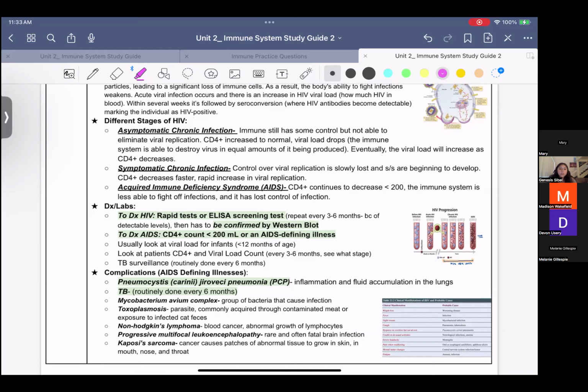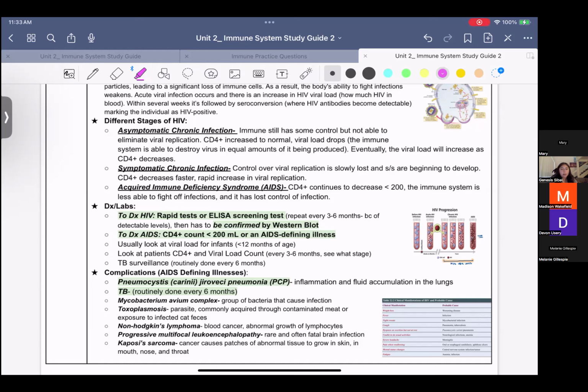So there's different stages, which we can go over next week. Asymptomatic is literally what it sounds like: your immune system still has control, your CD4 has increased to normal but the viral load drops, so your immune system's kind of fighting it. But eventually your viral load will increase, so there's more HIV in your blood now, and your CD4 will decrease. So at first it's like, okay, but then it gets bad.